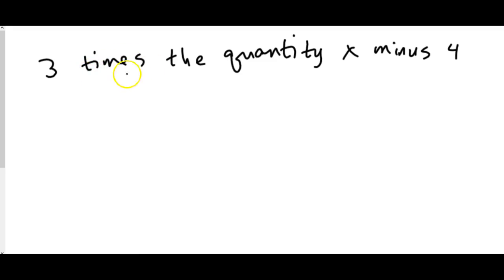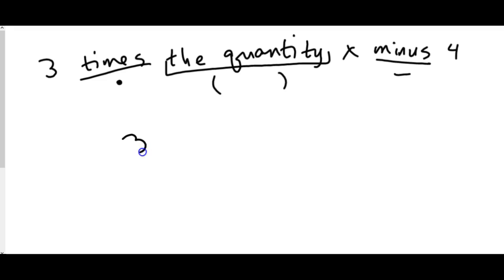So we know times means multiply. We know minus means subtract. Now we have the words the quantity. The quantity is a way to say put it in parentheses. So you have 3 times the quantity, x minus 4. So we put x minus 4 inside those parentheses. Then we can distribute and simplify again.